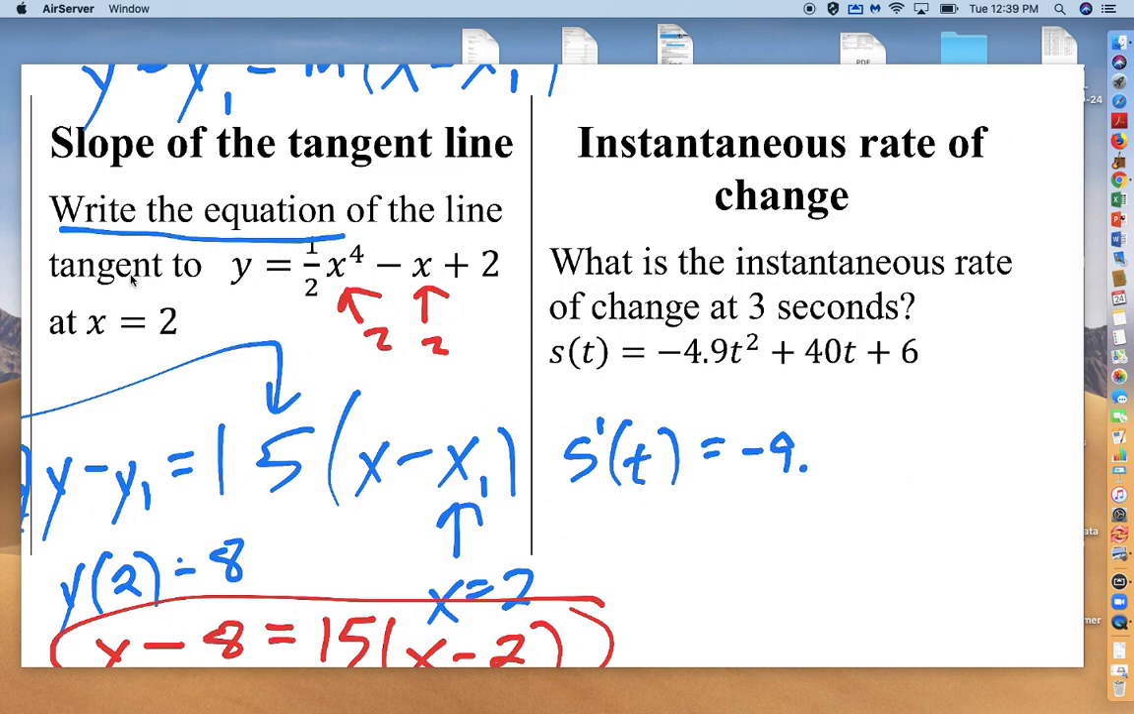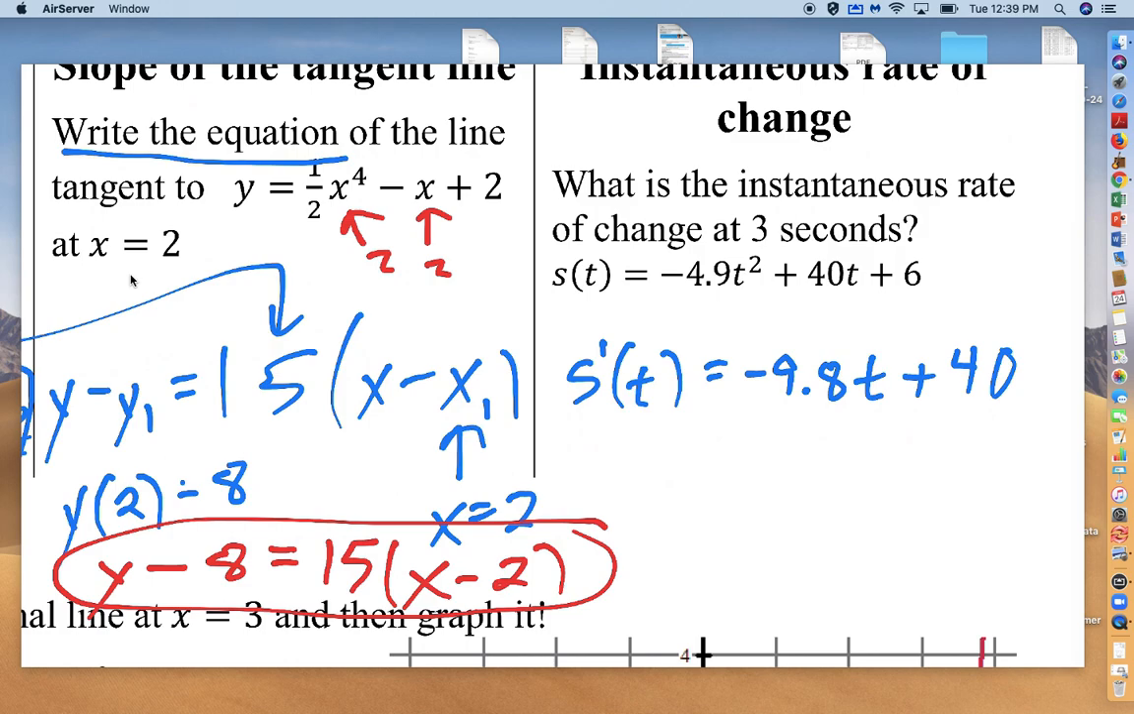9.8. I guess that's 6, huh? t to the first plus 40. Writing and typing and all these things at once. Again, if you see something weird, let me know. So negative 9.8t plus 40. The derivative of 6 is 0, so I didn't write it.